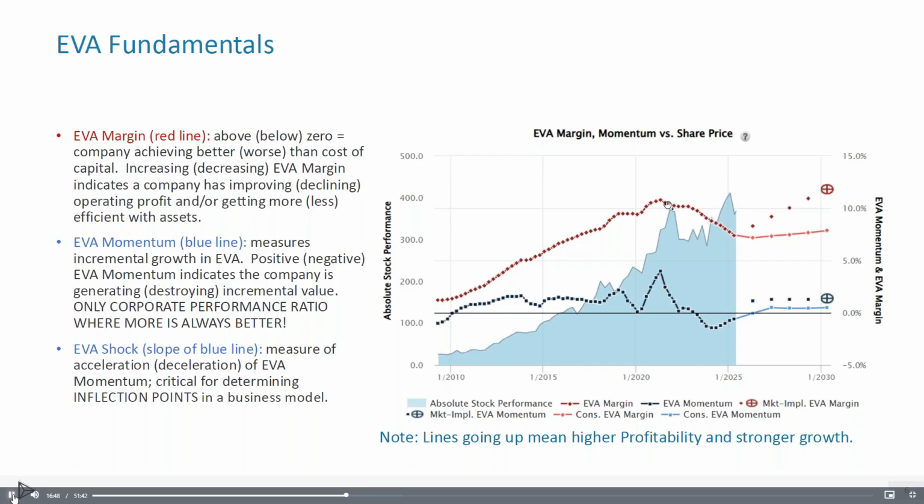The blue line on this chart is what we call EVA momentum. That's a change in EVA divided by the sales in the prior period. It's an EVA growth measure. So as long as the EVA momentum is positive, then we're compounding growth and creating new incremental EVA.